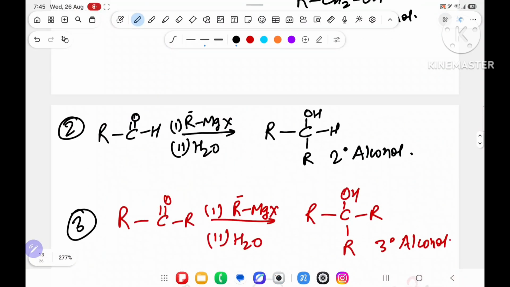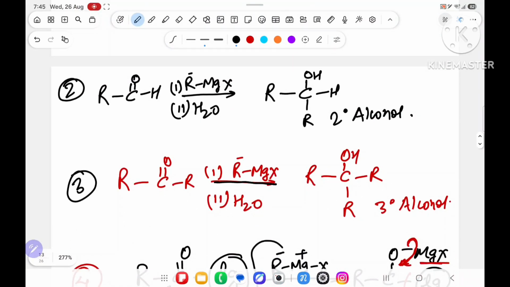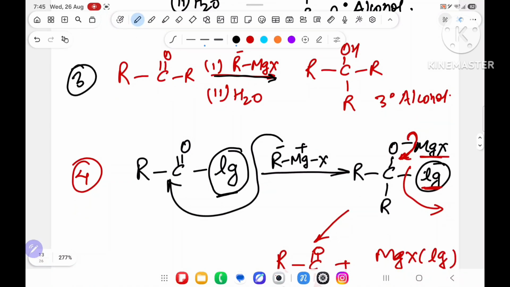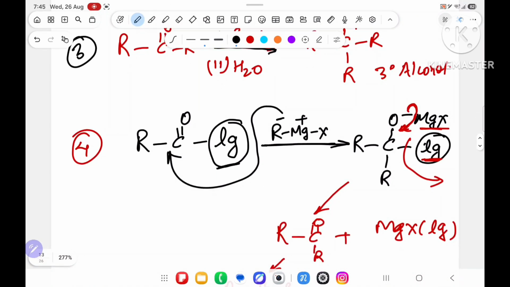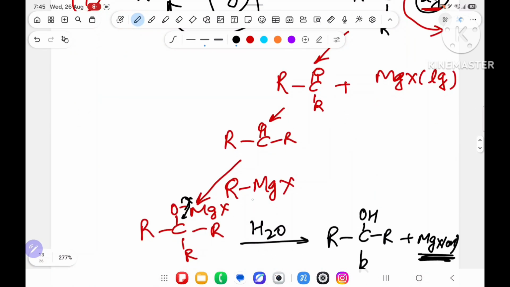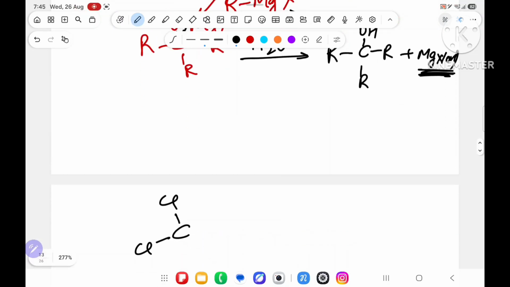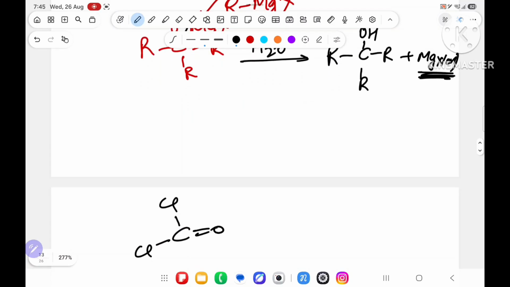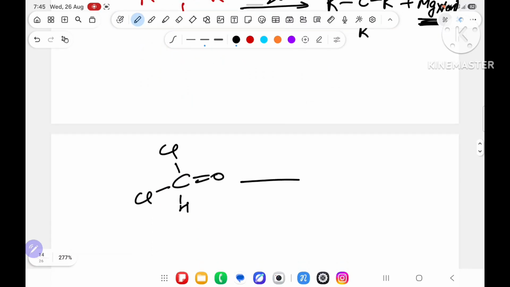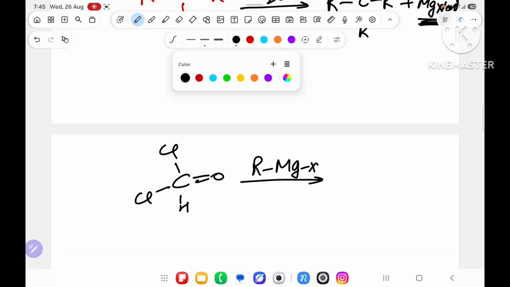So what did you understand? Whenever no leaving group is there, how many moles of Grignard reagent have you used? 1. Whenever one leaving group is there, how many moles have you used? 1 over here and 1 over here, so 2. Suppose I give the example of C, Cl, Cl and double bond O, H that I have taken. Now I am taking Grignard reagent RMgX. What happened? First it will break as minus, plus, and it will get del plus, del minus.